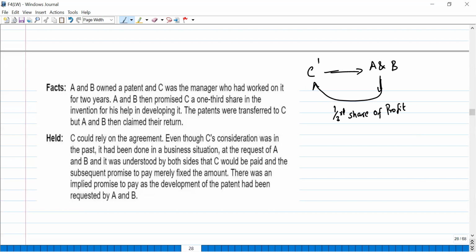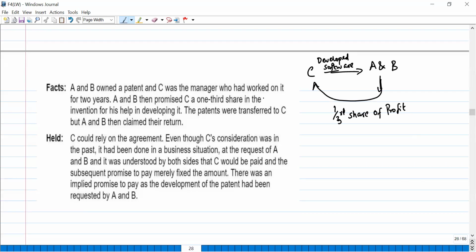C, let's say, developed a software for A and B, and once the software was developed, A and B promised C that we will give you the one-third share of the profit. Okay, one-third share of the profit that we will earn by using this software. Now the thing was, they then refused.